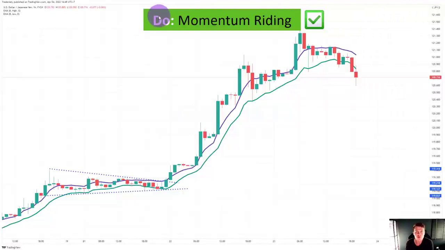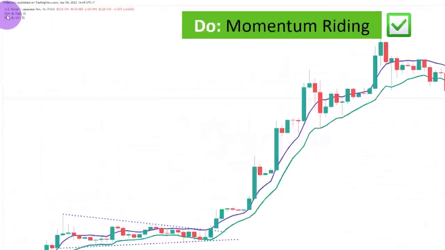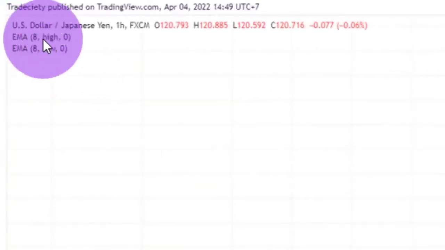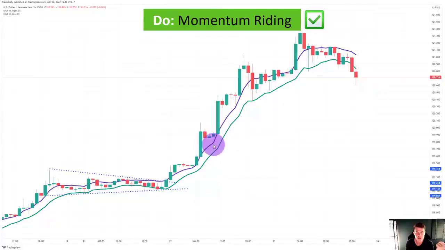For our second do, we are talking about momentum riding, and there are probably very few indicators or tools that are better suited for trend trading. Moving averages are the perfect tool to help you improve your trend trading. What you could be doing, for example, is set up a channel. As you can see here, I have 2 EMAs, both with 8 periods, so they have the same length. One is applied to the high and one is applied to the low. This will give you the channel.